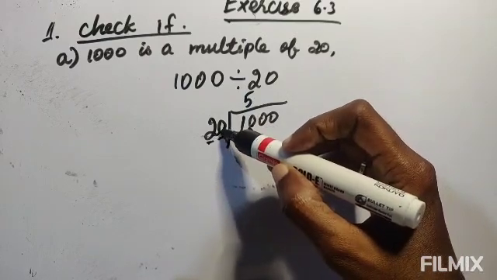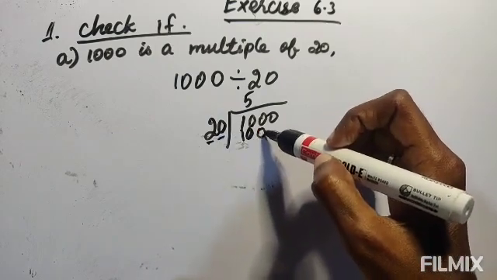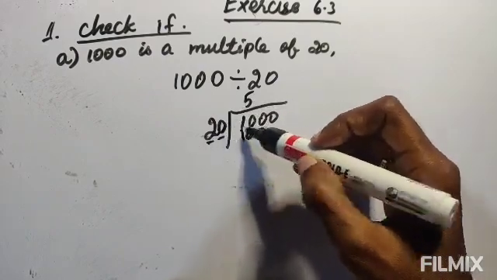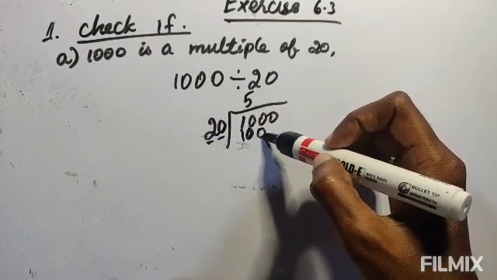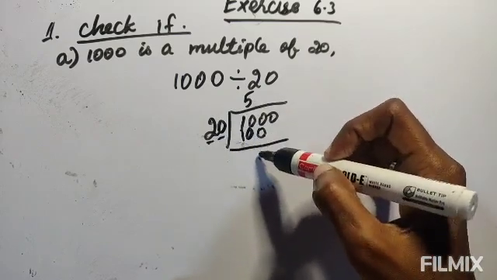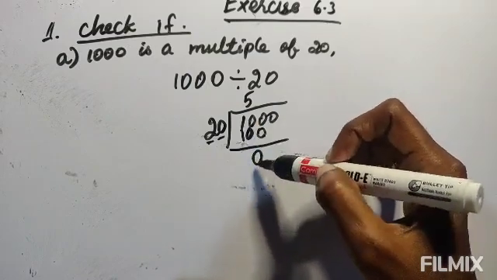This 0 is there, which I told you to ignore. Now you can add it at the back. So 5 20's are 100. 5 2's are 10, and since we are inserting this 0 at the back, 5 20's are 100. Now we have to subtract: 0 minus 0, 0 minus 0, 1 minus 1, 0.